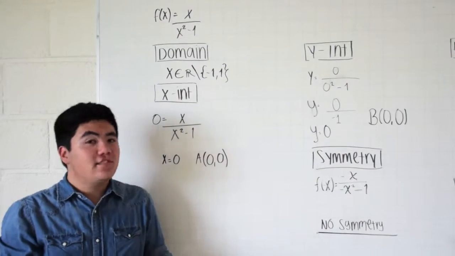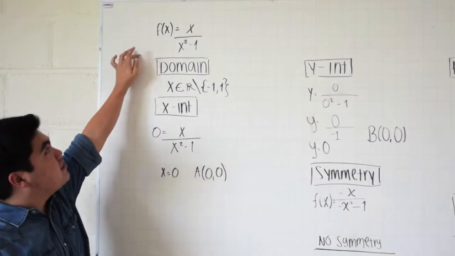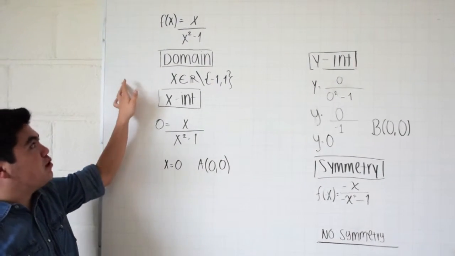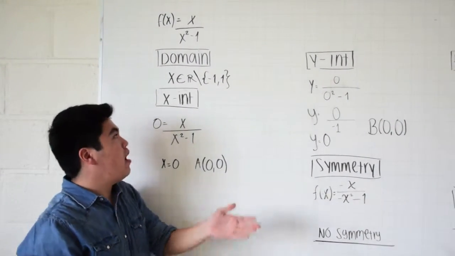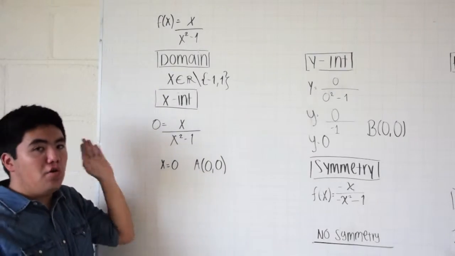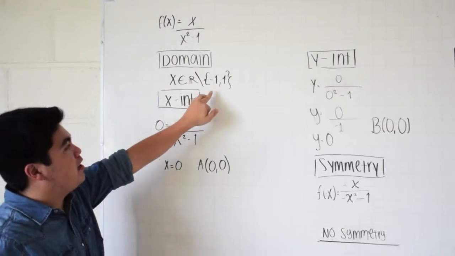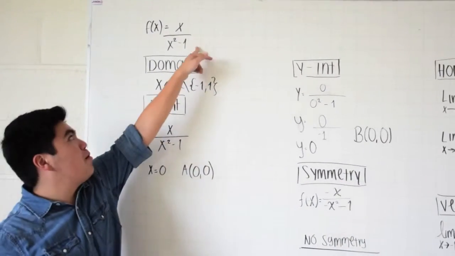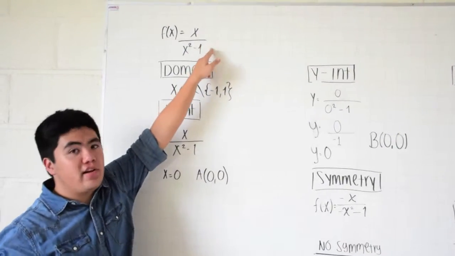This is the derivative they have to derivate. f of x equals x over x squared minus 1. So you know that our domain is x belongs to all real numbers except for minus 1 and 1. We got them from our restriction here in the denominator.